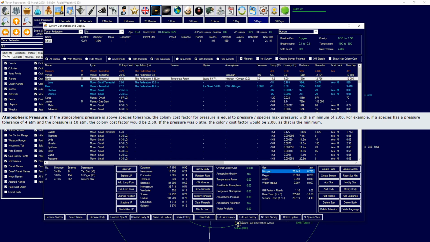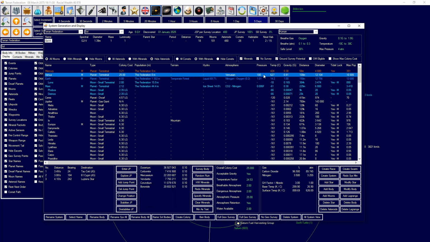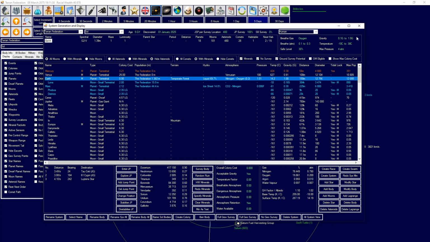If a species has a pressure tolerance of 4 atmospheres and the pressure is 10 atmospheres, the colony cost factor would be 2.5. If the pressure was 6 atmospheres, the colony cost factor would be 2.0, as that is the minimum. So, this is to represent the fact that if you have an extremely high pressure world, the atmosphere is very pressurized and there's tons of atmosphere, it's going to be a pretty hard time to live on.